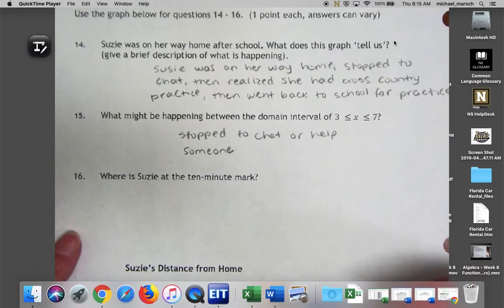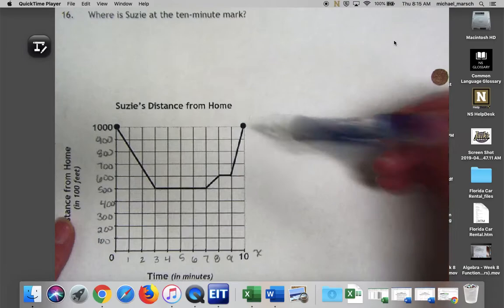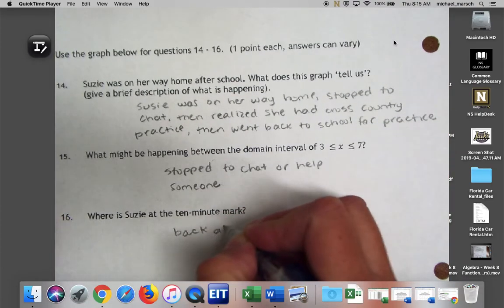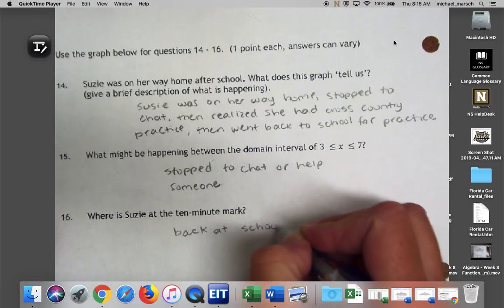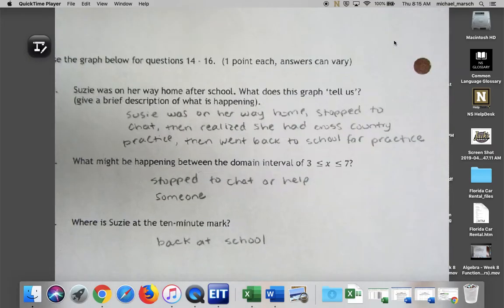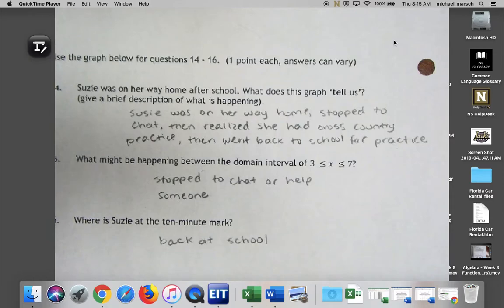Okay, so then where is Susie at the 10-minute mark? So if we go back to our graph, where is she at 10 minutes? She's back at school. Right, so she's back at school, and in our perfect world, she's at cross-country practice. Okay, so this is the remainder.